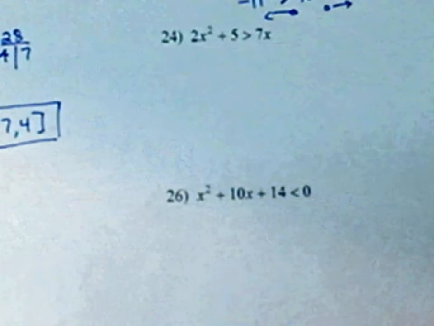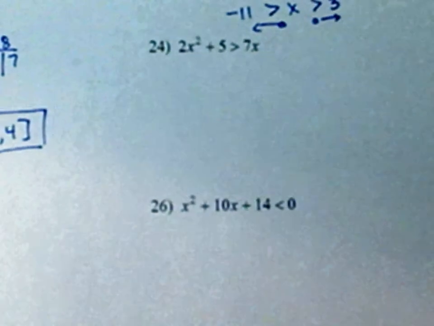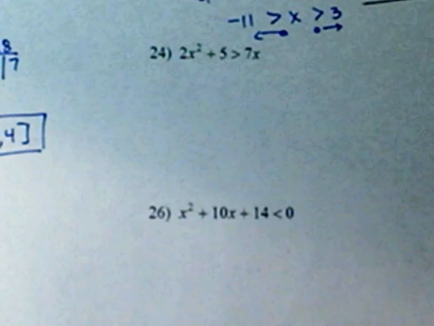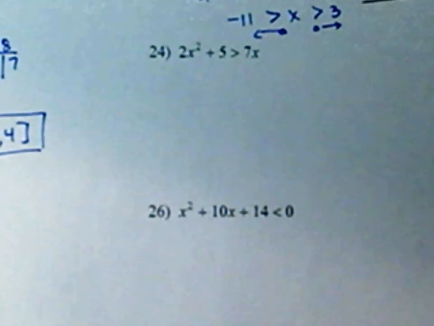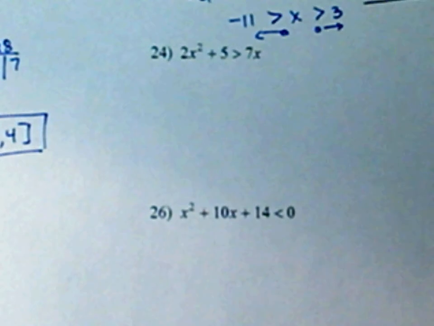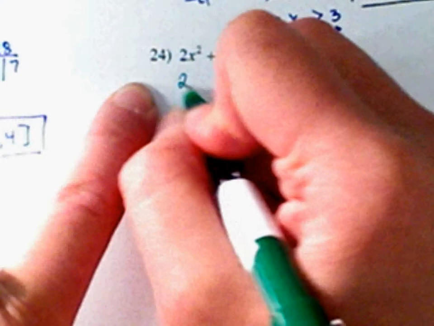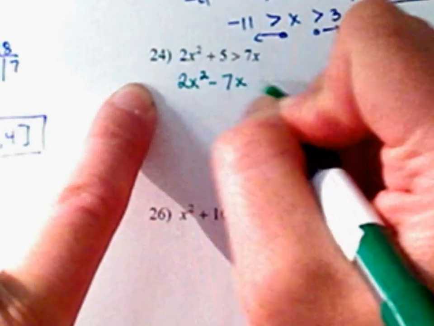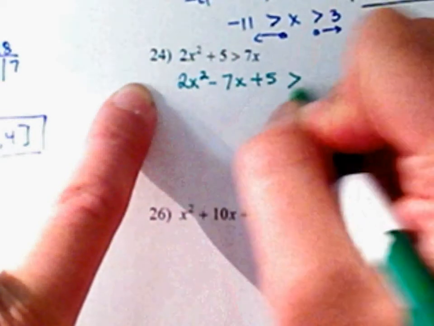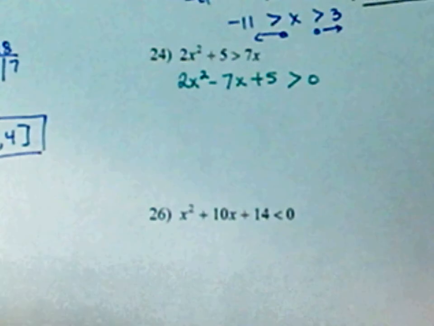24. Okay, I got 3 terms. You might want to factor. You might want to do completing the square. You could even do the quadratic formula. I'm going to see if I can factor first. So I'm going to move the 7 over. So you got 2x squared minus 7x plus 5 is greater than 0. I did not divide. I did not flip my sign. Did not divide by a negative.